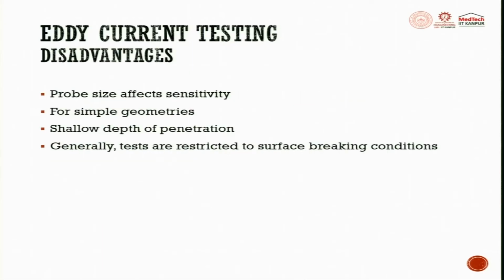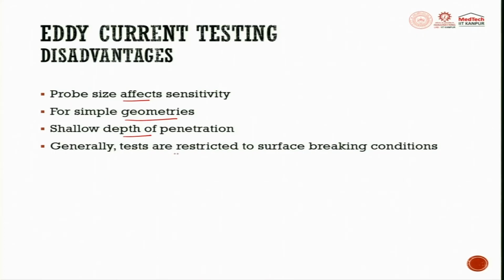The disadvantages would be that probe size affects sensitivity. That is why the probes are repaired time and again, so that we try to fix them to the sample as close as possible. This test can be taken only for simple geometries. We cannot test complex geometries, for example the fins of an impeller or the components of a carburetor; it would be tough. Only circular and straight geometries can be tested. There is a shallow depth of penetration, that is, we cannot go as deep as we could in ultrasonic testing, where we could go up to 30 feet, as given there.